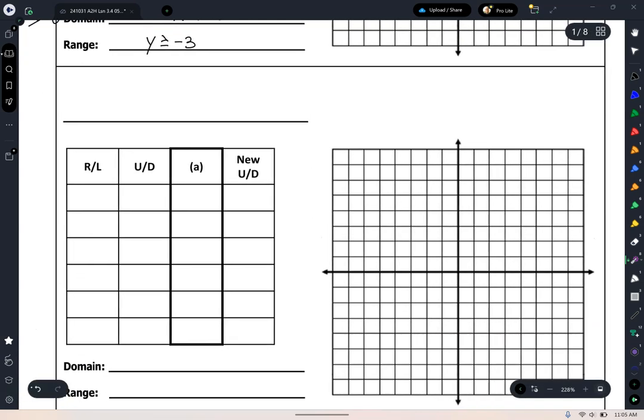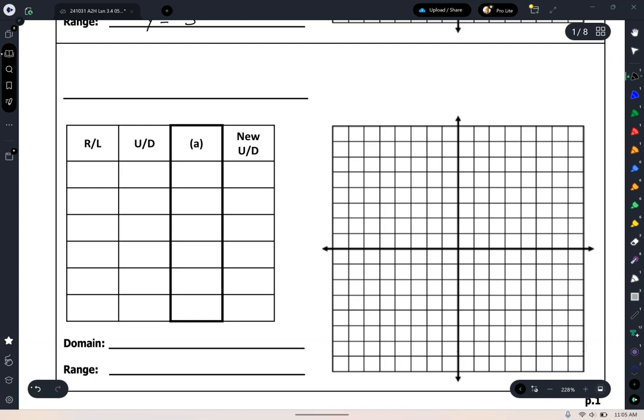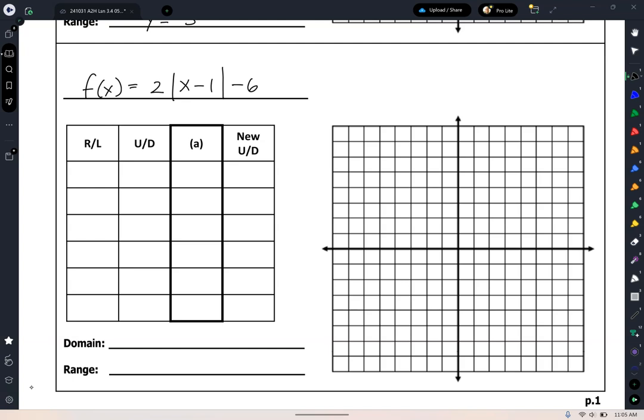All right, so next graph we're going to say f of x is equal to 2 times the absolute value of x minus 1, minus 6. And I want you to start with an a, an h, and a k. Come up with those values, and then in parentheses, tell me what you think those controls are going to do. Okay, you should have come up with this right here.